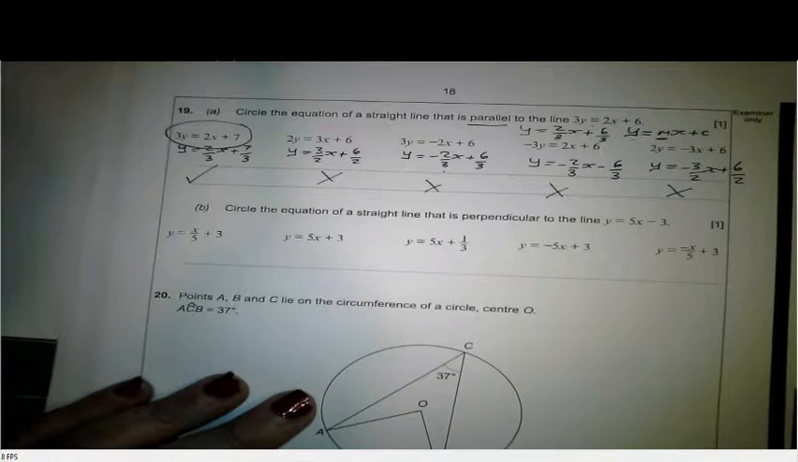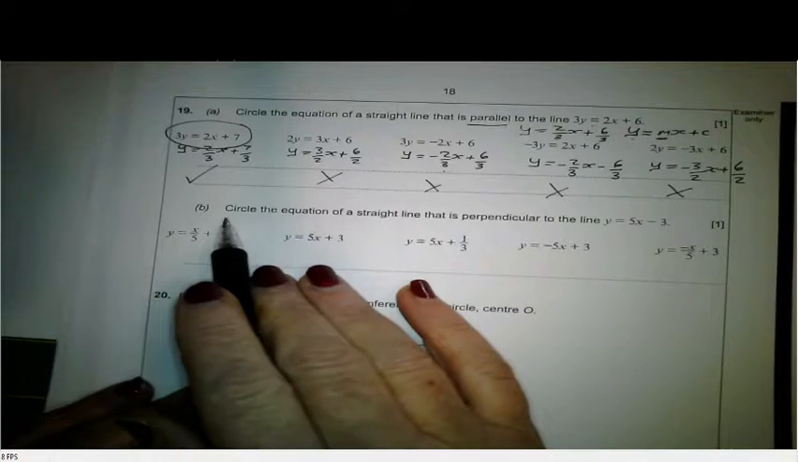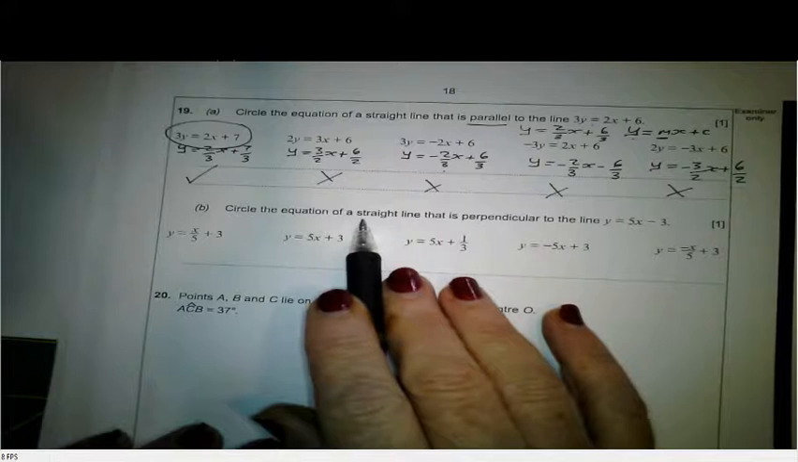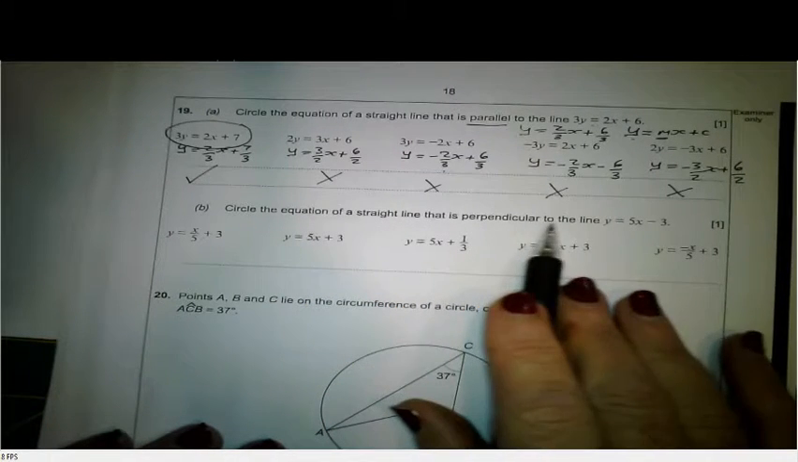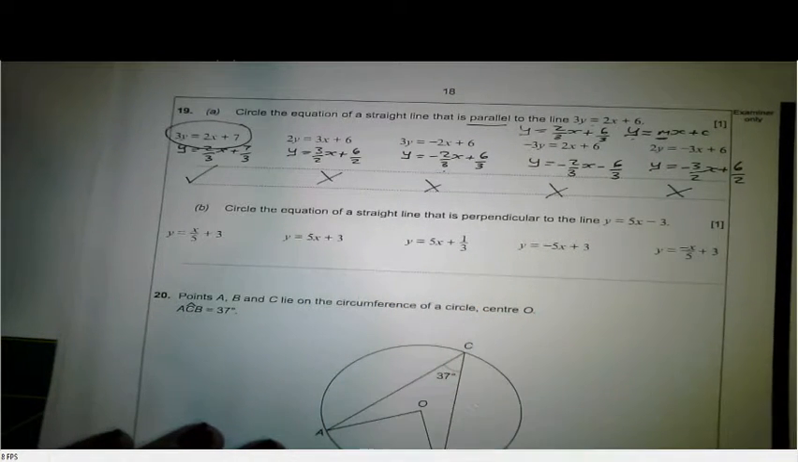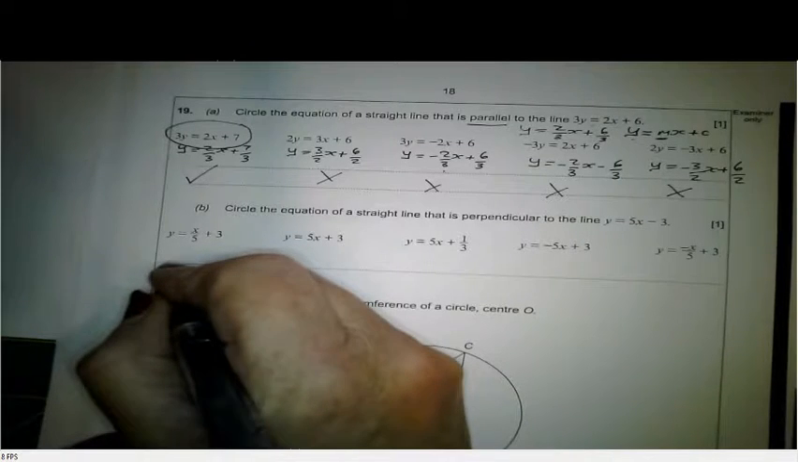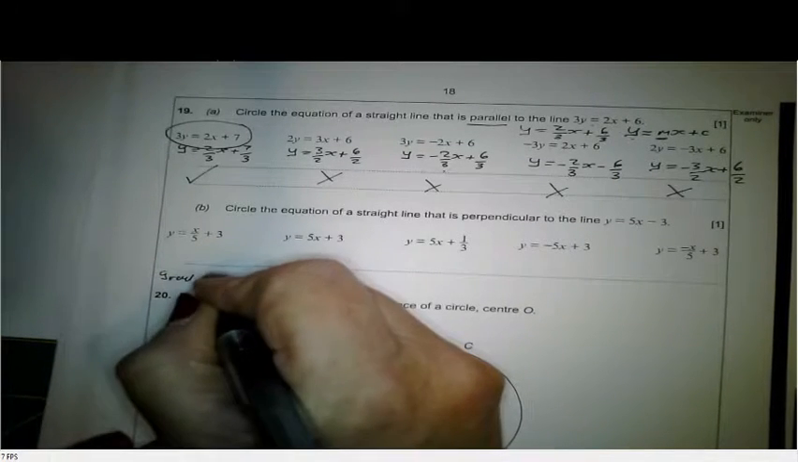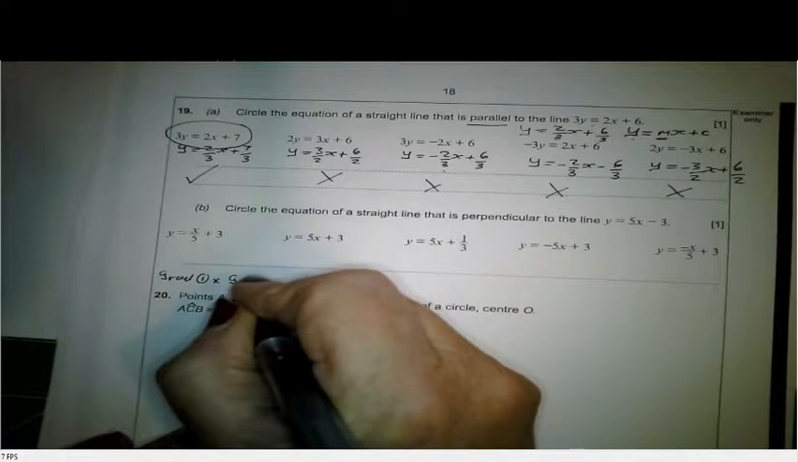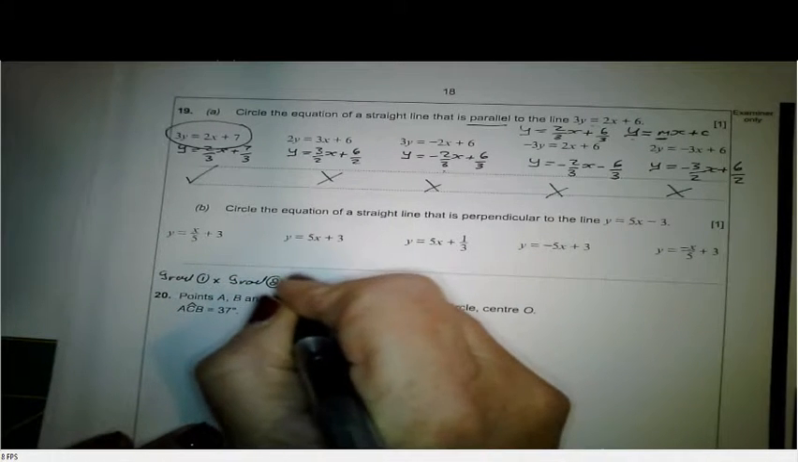Part B of this question asks us to circle the equation of a straight line that is perpendicular to the line y equals 5x minus 3. Now, I know that for lines which are perpendicular to each other, if you multiply the gradients together, the answer is minus 1. So the gradient of line 1, when multiplied by the gradient of line 2, gives us minus 1 if the lines are perpendicular to each other.